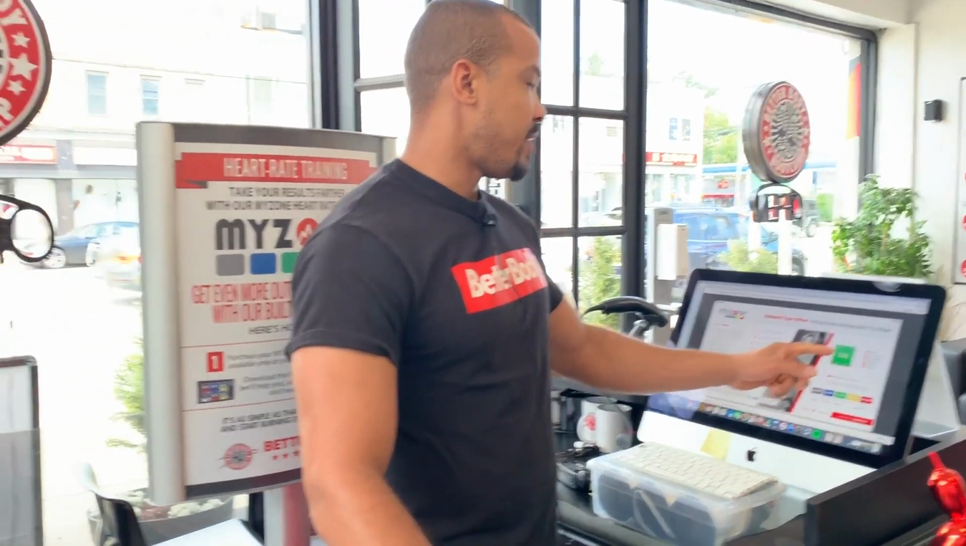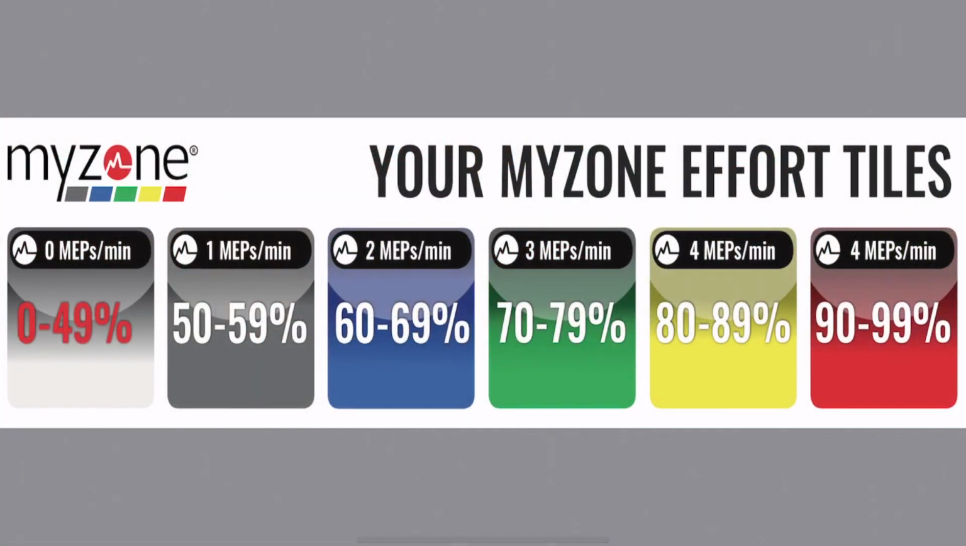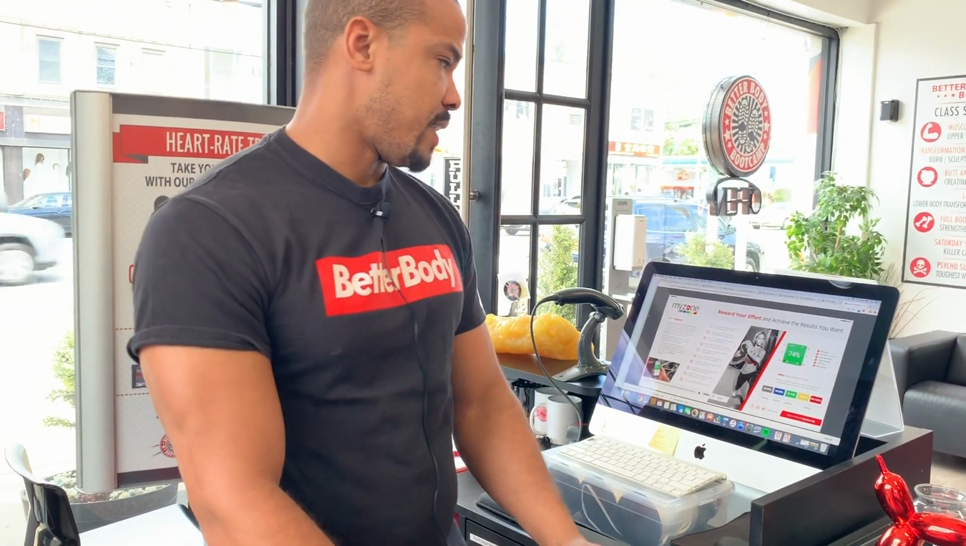The other thing would be the color of the tile. We already went over what the colors mean and what the zones mean, so the tile changes with the percentage of your max heart rate.